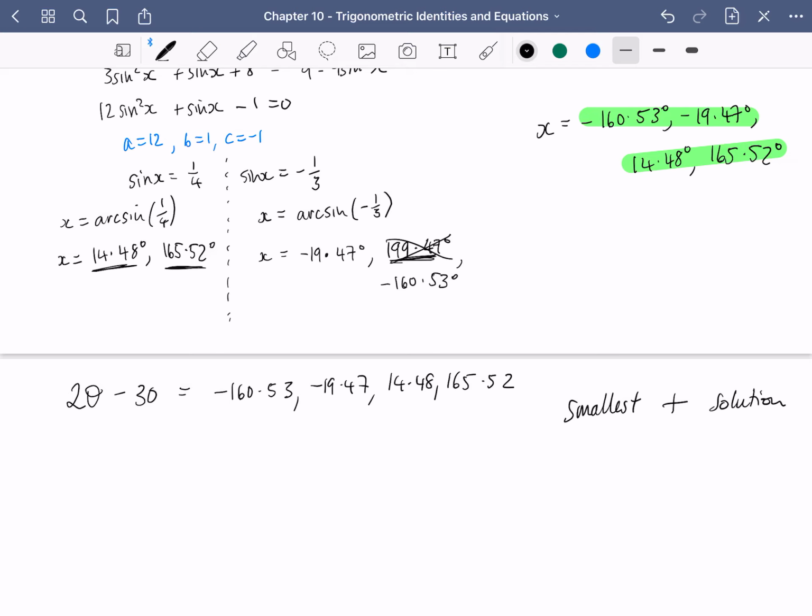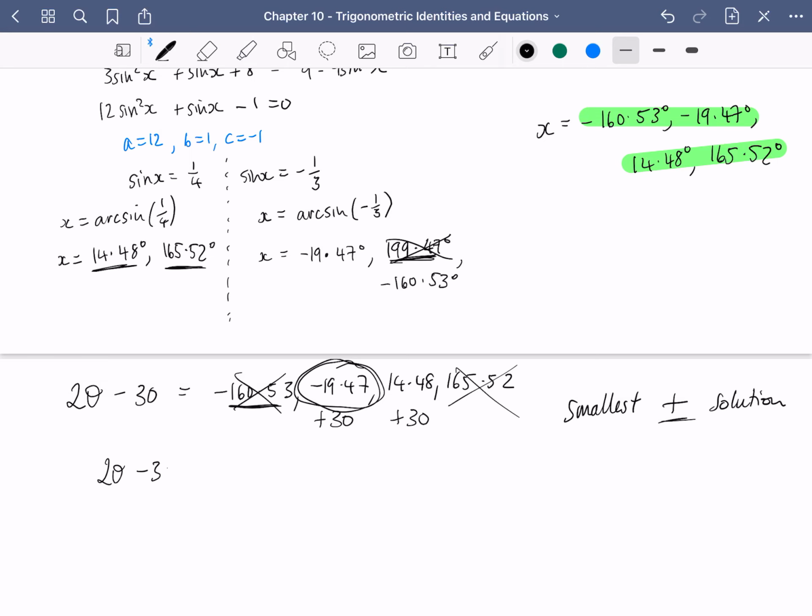So you're going to have a look at all of these and think which is going to be the smallest positive solution. Well, if I add 30 to this, because of what we've got on the left-hand side here, it's not going to be positive. So there's no point in doing that one. Now, although this one is negative, if I add 30 to it, it will become positive. If I added 30 to this one, yeah, it would be positive, but it wouldn't therefore create the smallest one. This is going to be the one that will end up producing the smallest positive solution for theta.